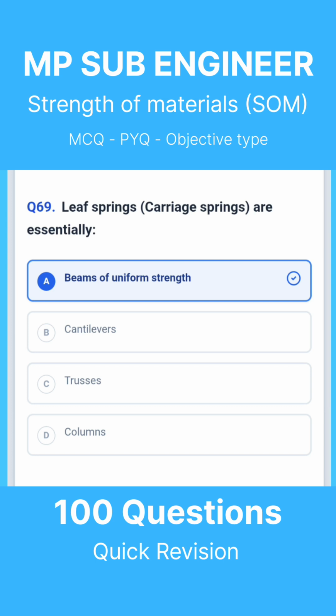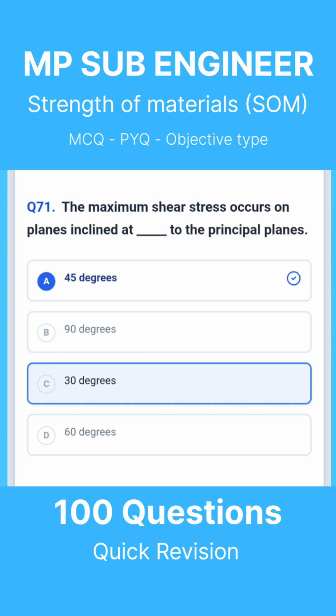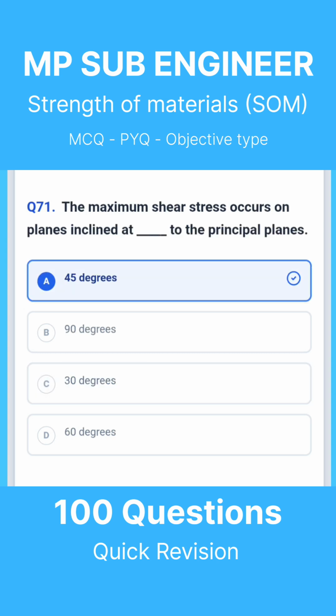Question 69. Leaf springs, carriage springs are essentially. The correct answer is beams of uniform strength. Question 70. Principal planes are planes on which shear stress is. The correct answer is 0. Question 71. The maximum shear stress occurs on planes inclined at blank to the principal planes. The correct answer is 45 degrees.